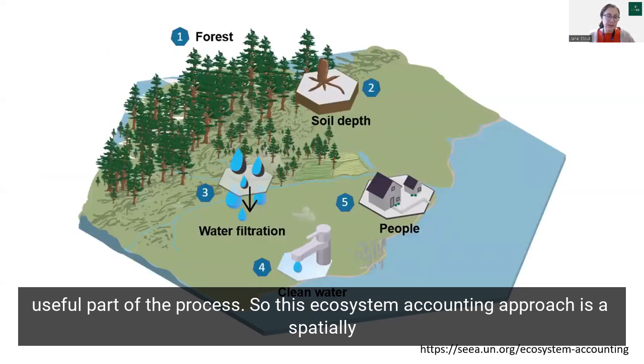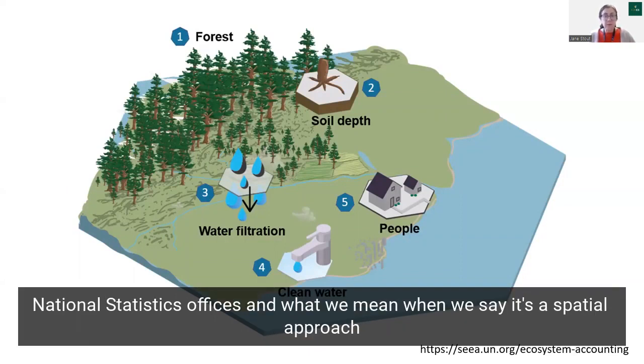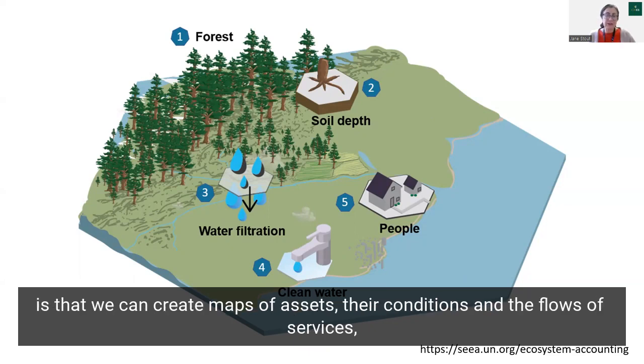So this ecosystem accounting approach is a spatially explicit approach. It's being used at country level through national statistics offices. And what we mean when we say it's a spatial approach is that we can create maps of assets, their conditions, and the flows of services.